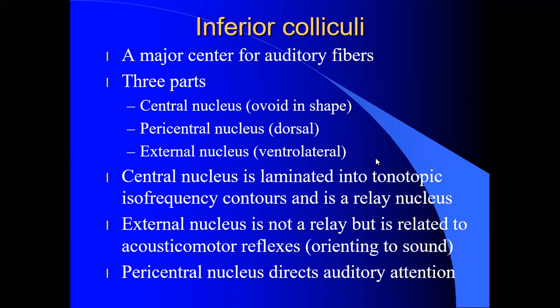All right, let's focus on the inferior colliculus. This is a major center for auditory fibers. That's basically what's going on. And it has three parts. It has a central nucleus, a pericentral nucleus, which is dorsal to it, and an external nucleus. We're going to look at each. The central nucleus is laminated.